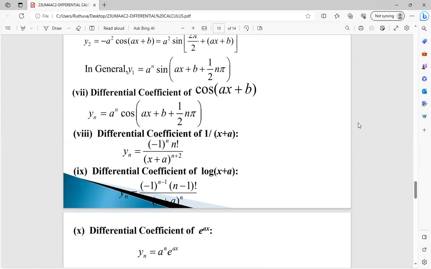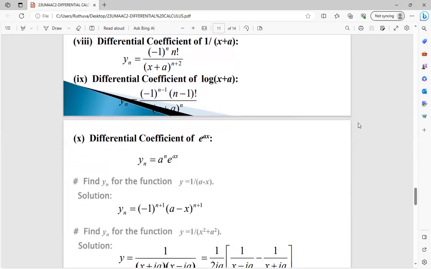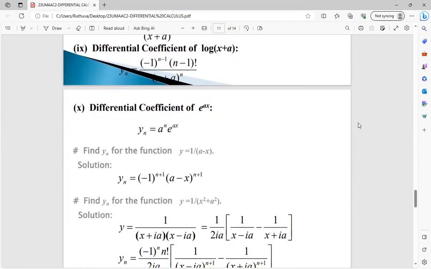Ninth one is the differential coefficient for logarithmic functions. So y_n equals (-1)^(n-1) (n-1)! / (x+a)^n. And the tenth one, the last one, is the differential coefficient for the exponential function. Suppose we are differentiating the exponential function repeatedly, then y_n equals a^n e^(ax). These are some basic differential coefficients which we use for the problems.